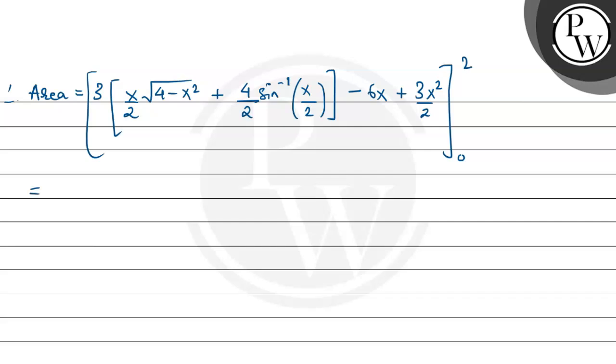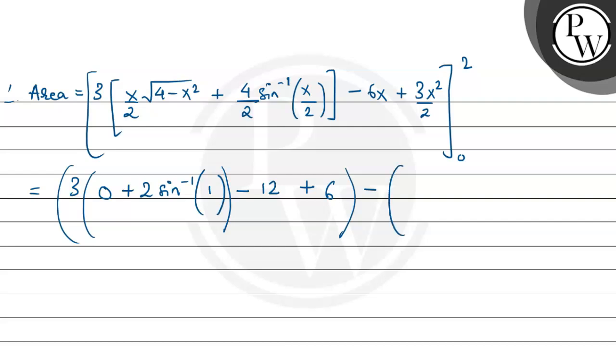अब अपर लिमिट लगा लेंगे. यहाँ आ जाएगा 3 टाइम्स 2 by 2 that is 1 times 4 minus 4 that is 0 plus twice of sine inverse of 1 minus 6 times 2 that is 12 plus 3 times 4 divided by 2 आ जाएगा 6, राइट. सो ये यहाँ पर ब्रैकेट क्लोज हो जाता है. फिर माइनस द लोअर लिमिट, लोअर लिमिट क्या आ जाएगा 3 टाइम्स 0 प्लस 0 माइनस 0 प्लस 0. सो फाइनल वैल्यू हियर वी हैव इज 6 टाइम्स साइन इनवर्स ऑफ 1 दैट इज पाई बाई 2 माइनस 12 प्लस 6 आ जाएगा.